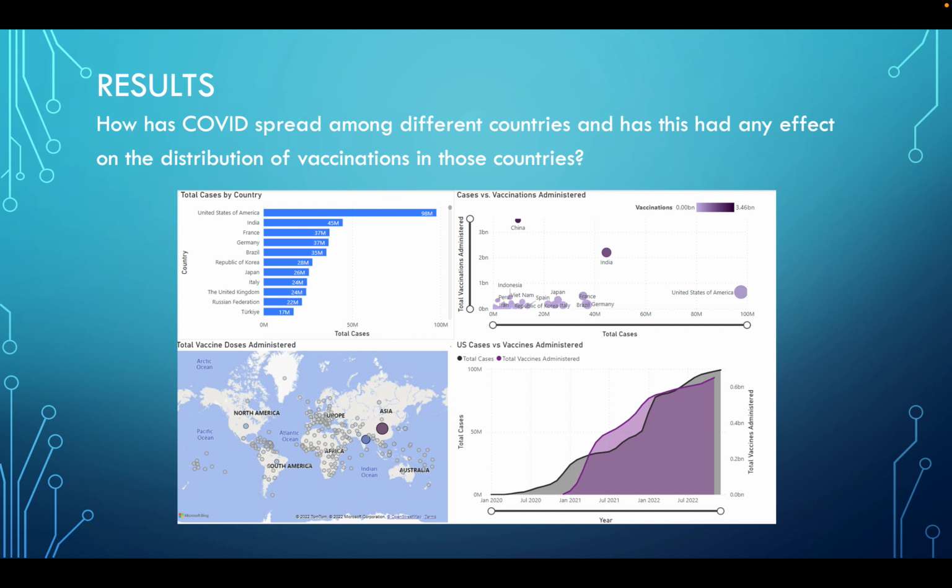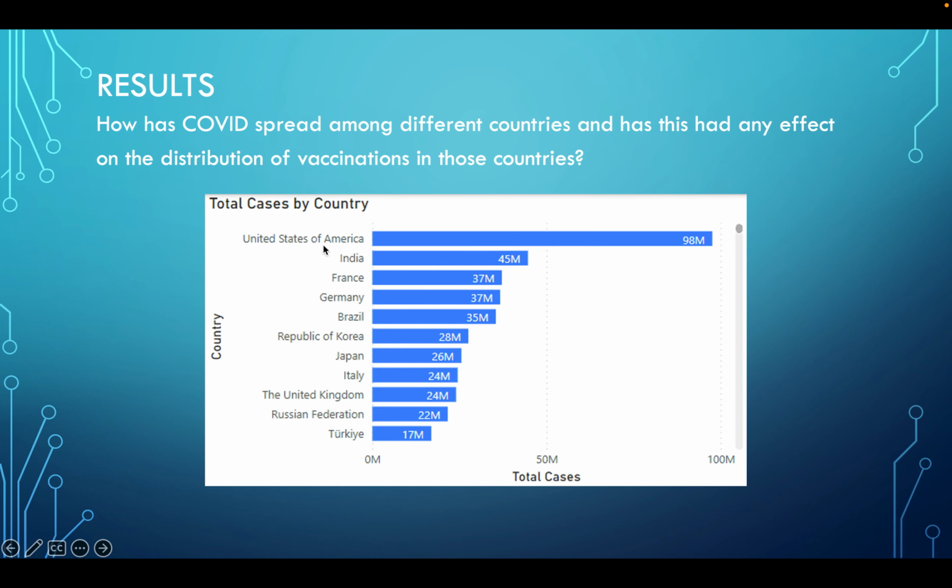To answer the first question, how has COVID spread among different countries, and has this had any effect on the distribution of vaccinations in those countries? This is the first dashboard that I've created. In this first graph, you can see that the United States has shown the highest number of cases, which is drastically higher than all the other countries. It's almost twice as much as the rest of the countries, specifically India. As you can see, India has 45 million, while the United States has 98 million cases.